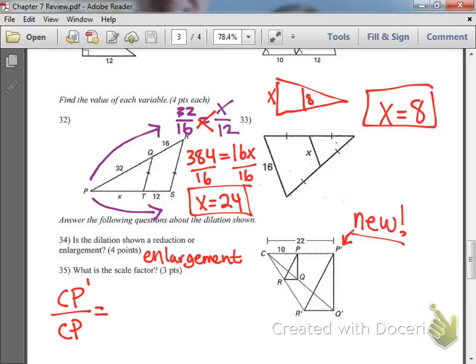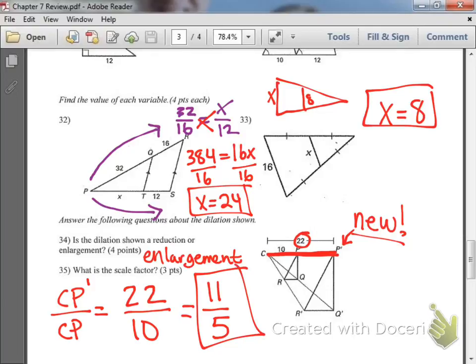All right? So I want the distance from C to P prime. What is that distance? Right up here. 22. Good. And then C to P is just 10. Now, anytime you find scale factor, you do want to reduce. They're both even numbers, so you can divide them both by 2. So 11 over 5 is your scale factor. What questions do you guys have?